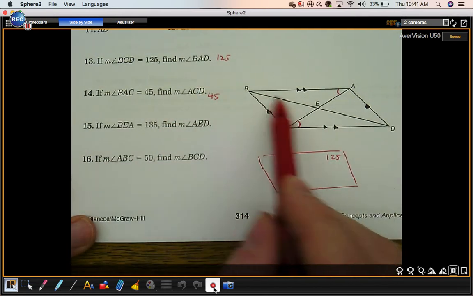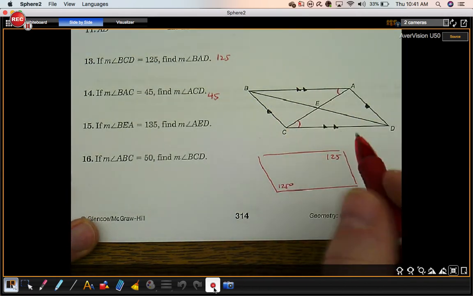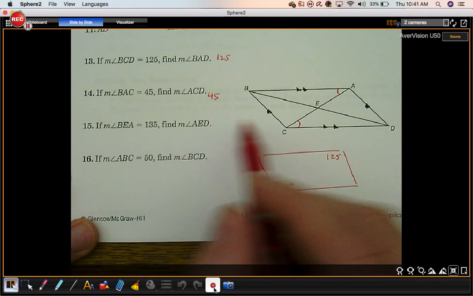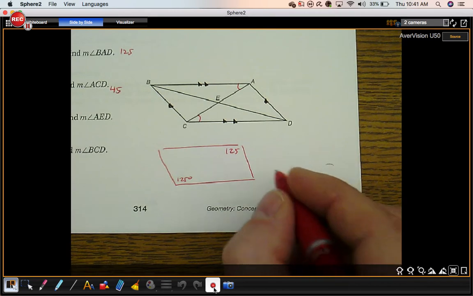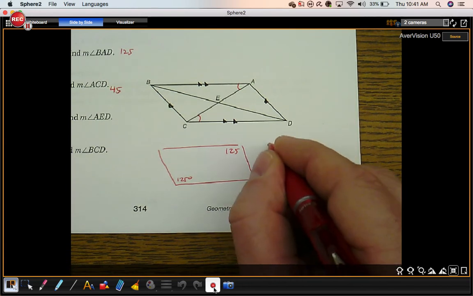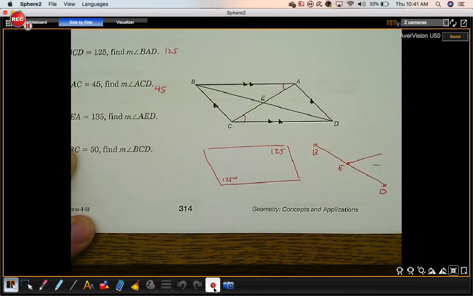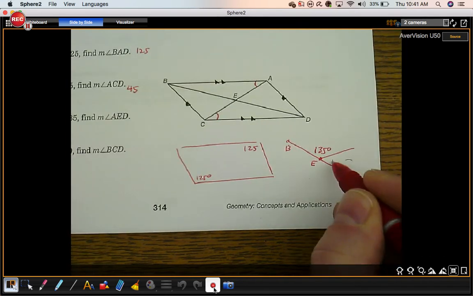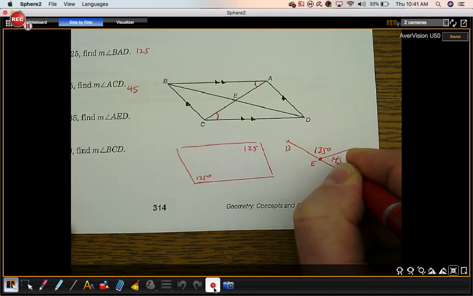Number 15, the measure of angle BEA, they're telling you is 135. So that's this angle, angle BEA. Find the measure of angle AED. That's this one that's right next to it. Now, if I would come over here and redraw those two angles, here's what they look like. The thing that you got to remember is angle BED is a straight angle. So if they're telling you this one's 135, then you automatically know this one. It's not going to be the same as it. It's going to be supplementary to it because it makes a line. So this is going to be 45 degrees.